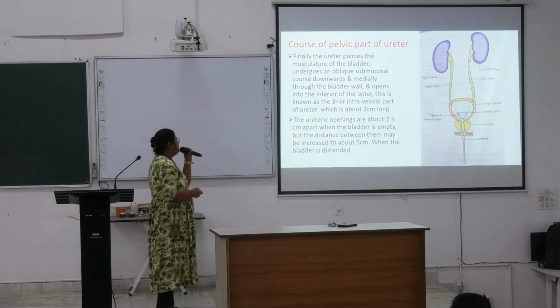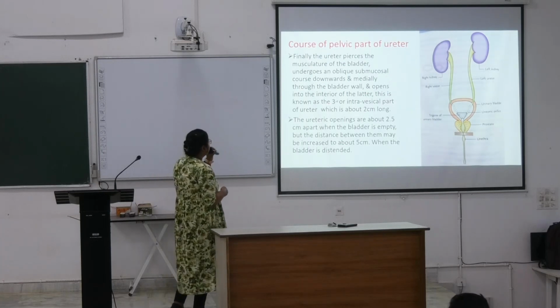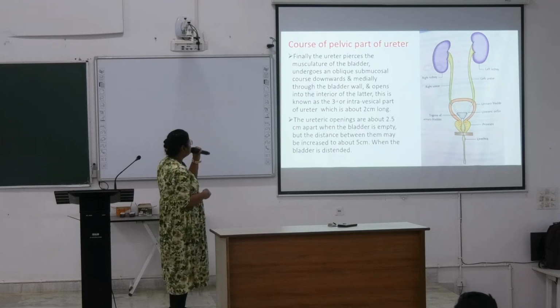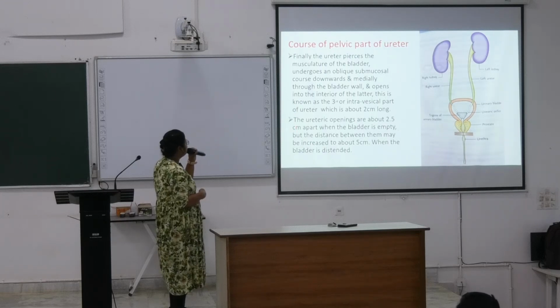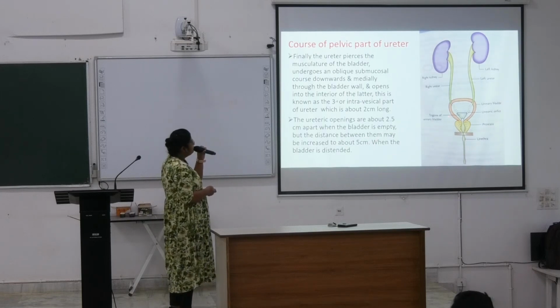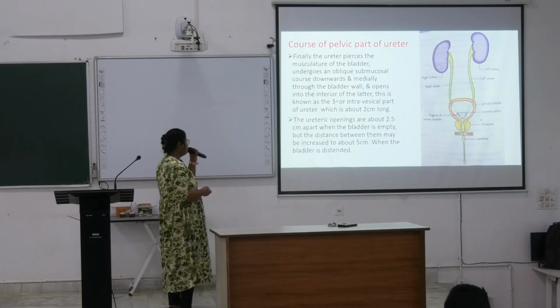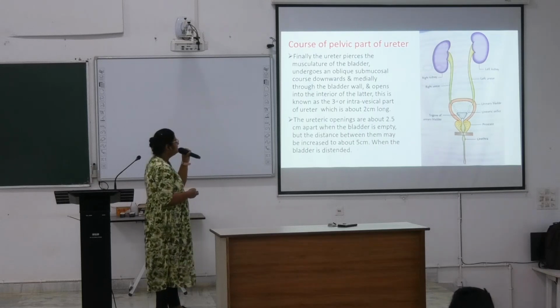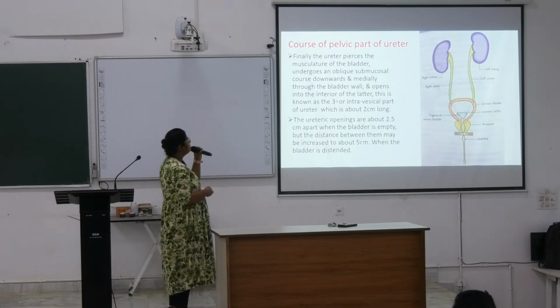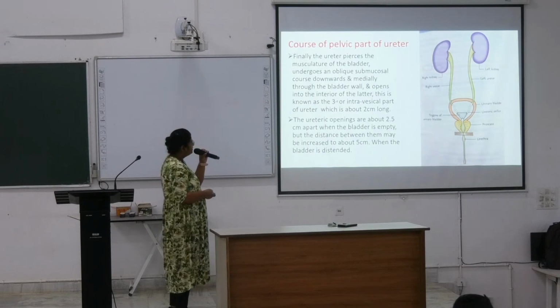That part lies within the bladder wall and is about 2 cm long, and the ureteric openings are about 2.5 cm apart when the bladder is empty. See, these two are the ureteric openings. The distance between these two is 2.5 cm when the bladder is empty, but the distance can increase to about 5 cm when the bladder is distended.